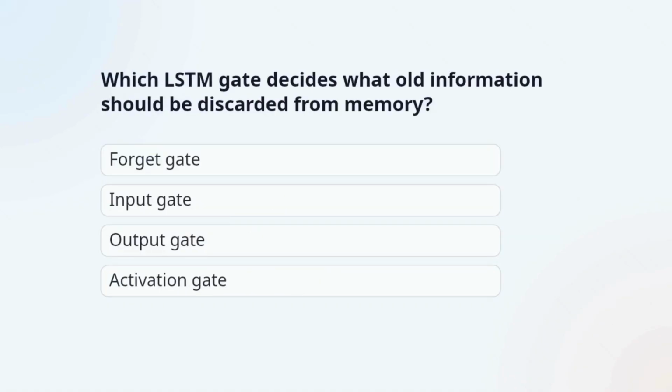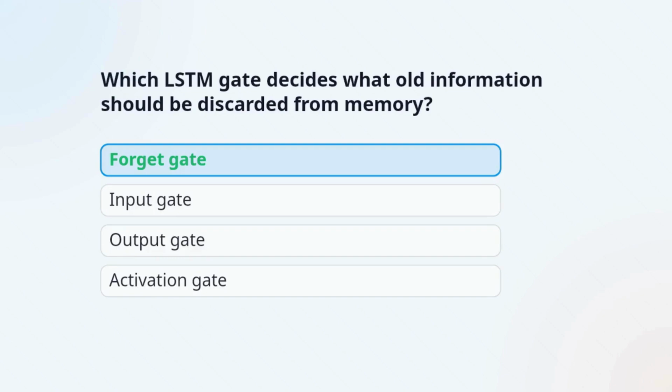Question 2. Which LSTM gate decides what old information should be discarded from memory? The correct answer is forget gate. The forget gate examines the previous state and current input, then decides what to keep and what to omit.